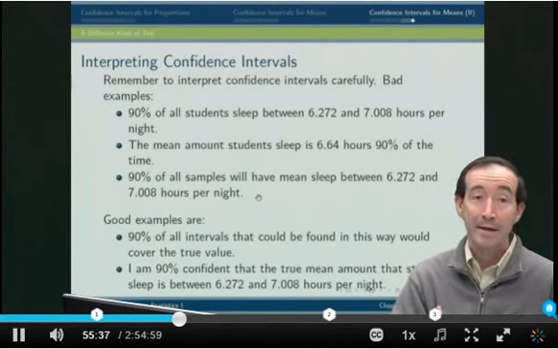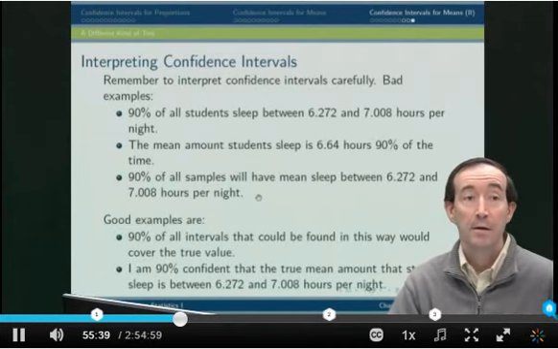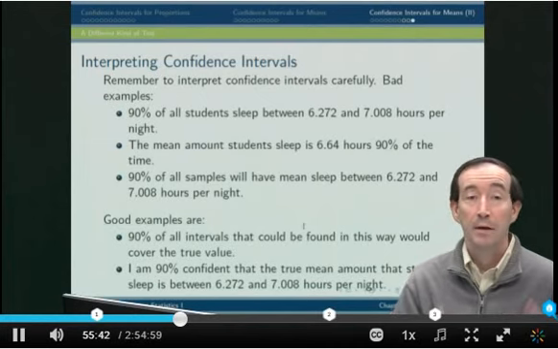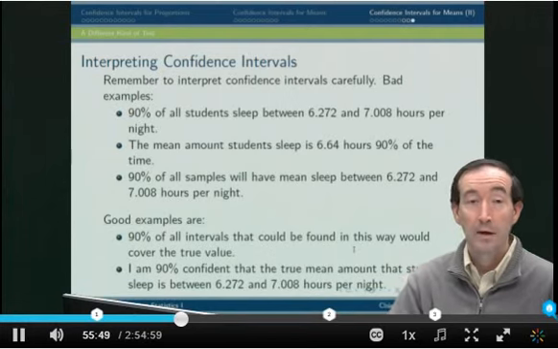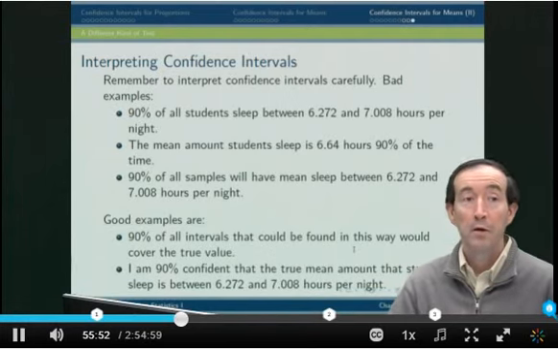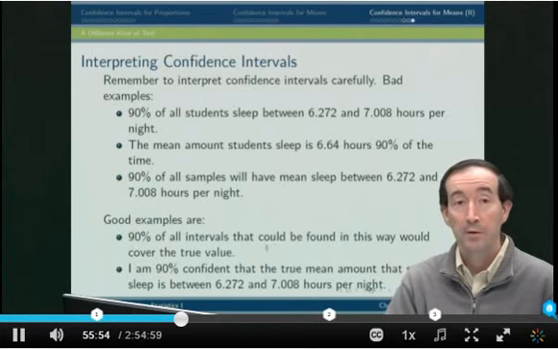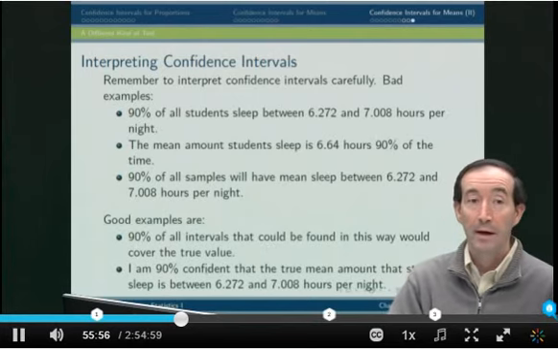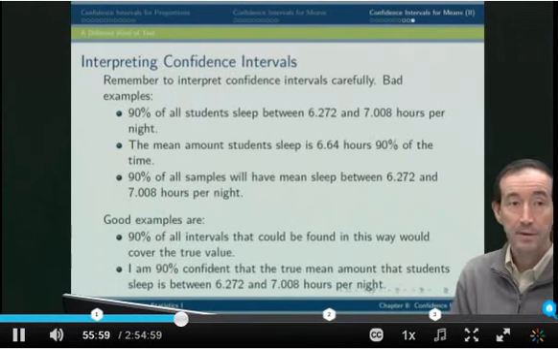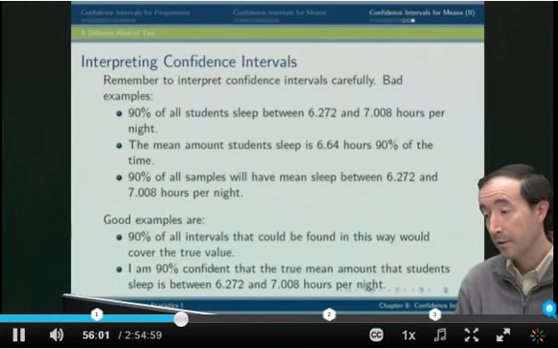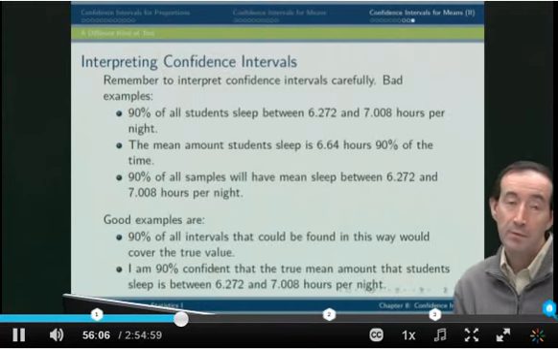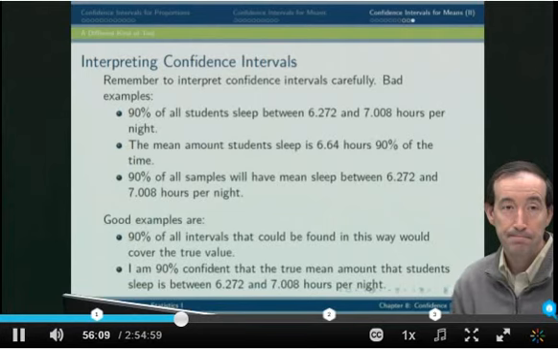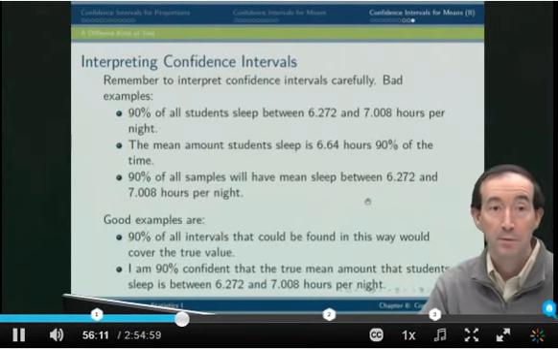On the other hand, what I can say is that I am 90% confident that the interval I computed contains the true value. And so you could say that 90% of all intervals that can be found in this way, that is, using this kind of data, would contain the true value inside them. Or the way I suggested phrasing it, I am 90% confident that the true mean amount that students sleep is between 6.272 and 7.008 hours per night. So those are the best ways to interpret it.